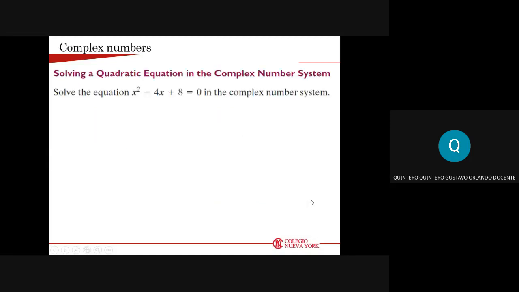All right. Let's try to solve this equation then. Solve the equation x squared minus 4x plus 8 equals 0 in the complex number system. If we remember our algebra, we know that this is a quadratic equation, ax squared plus bx plus c. So we solve it with the quadratic formula. Do you guys remember this? This is the quadratic formula.